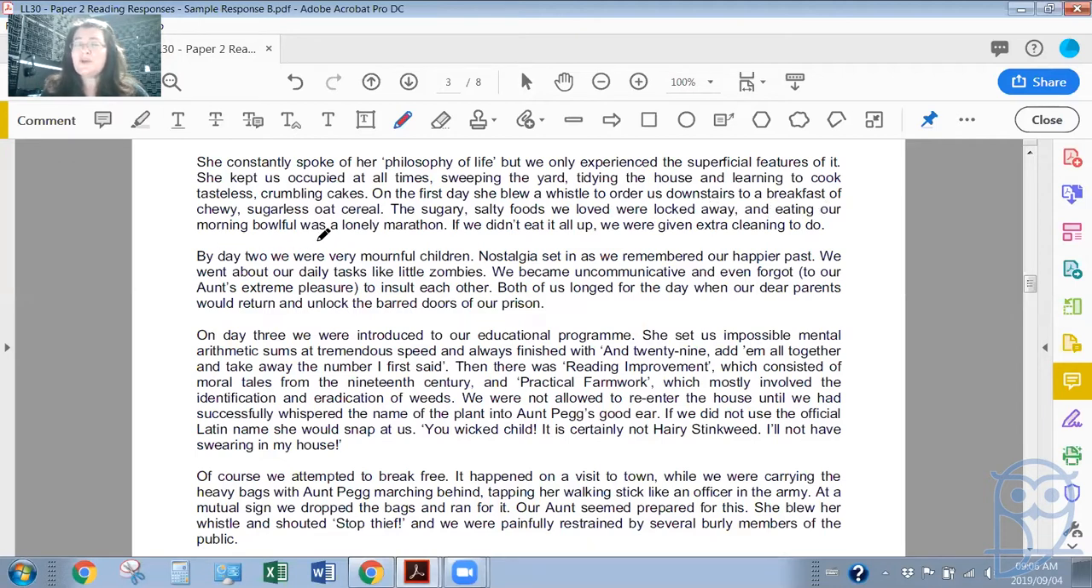By day 2, we were very mournful children. Nostalgia set in as we remembered our happier past. We went about our daily tasks like little zombies. We became uncommunicative and even forgot, to our aunt's extreme pleasure, to insult each other. Both of us longed for the day when our dear parents would return and unlock the barred doors of our prison. On day 3, we were introduced to our educational program.